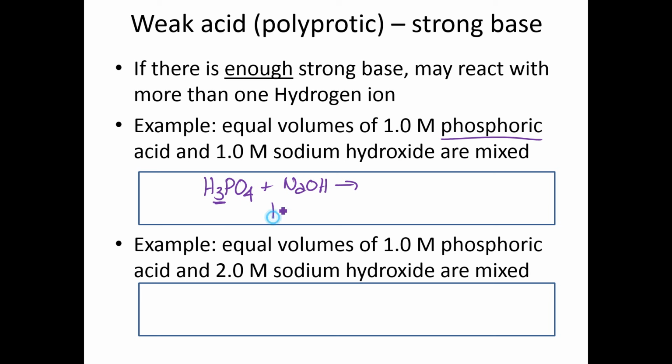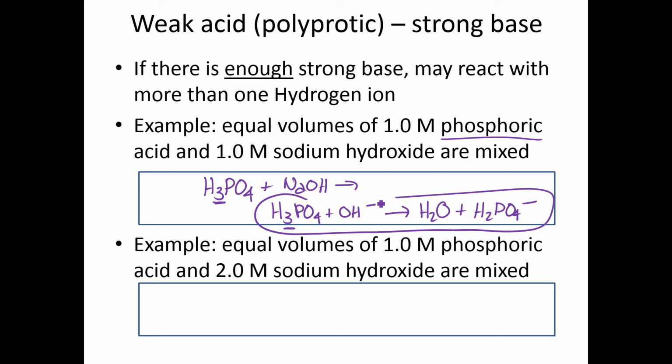So it might actually make sense to not even write the molecular version and just write it this way. For every 1 H3PO4, you're adding 1 hydroxide. So I only have enough hydroxide to use up 1 of these H's. So I'm going to make 1 H2O, leaving behind H2PO4 with a minus charge. So this would be my reaction here. I'm only going to use up one of those 3 hydrogens.